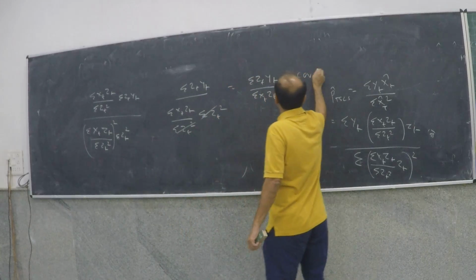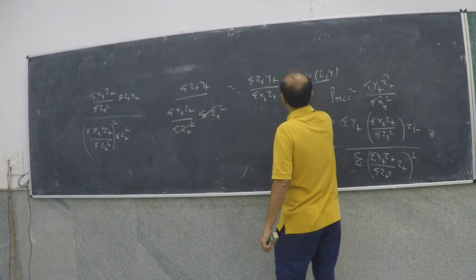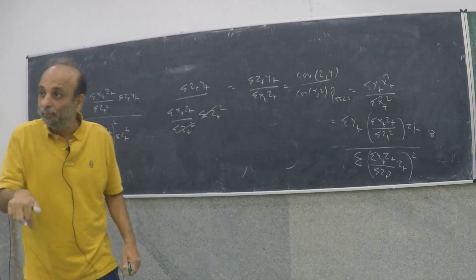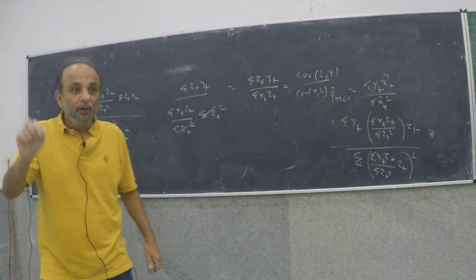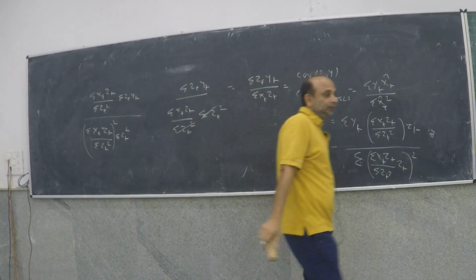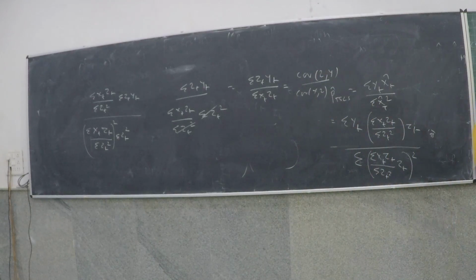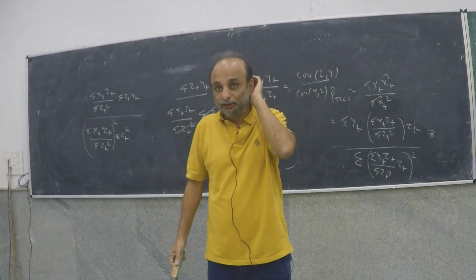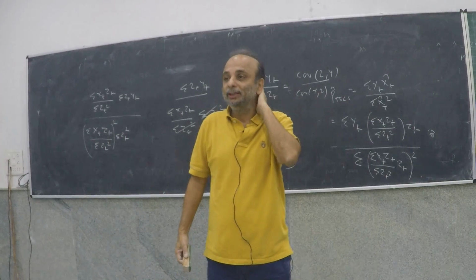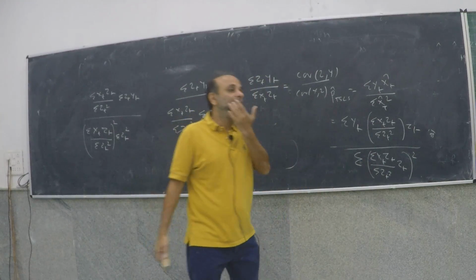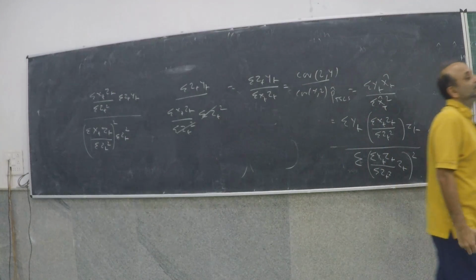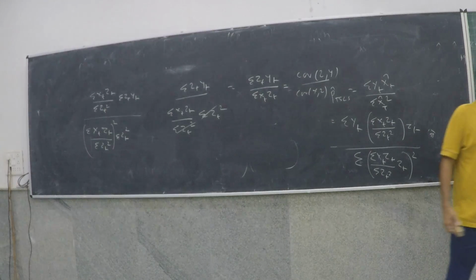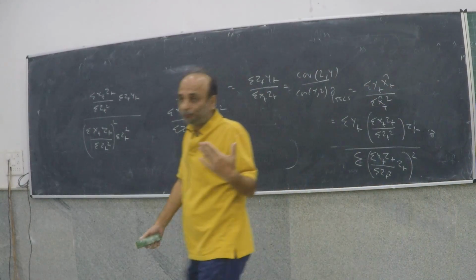Which is what? ZY covariance XZ, which is also an instrumental variable estimator. So what we have shown is a two-stage least square estimator is nothing but an IV estimator, an instrumental variables estimator. And because instrumental variable estimators are consistent, a 2SLS estimator will also be consistent. Sure? Is this clear?